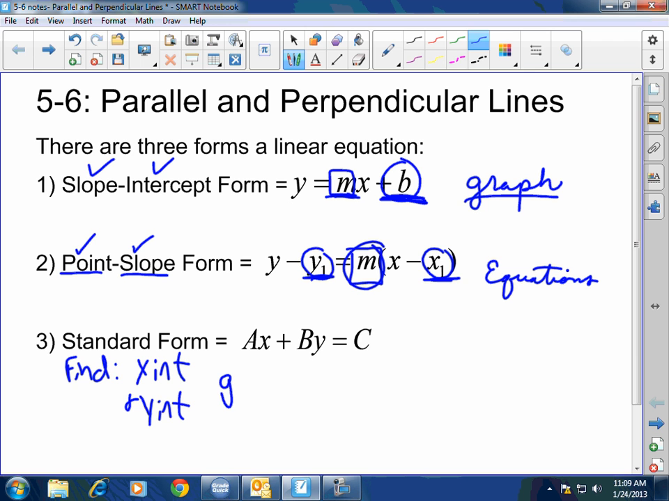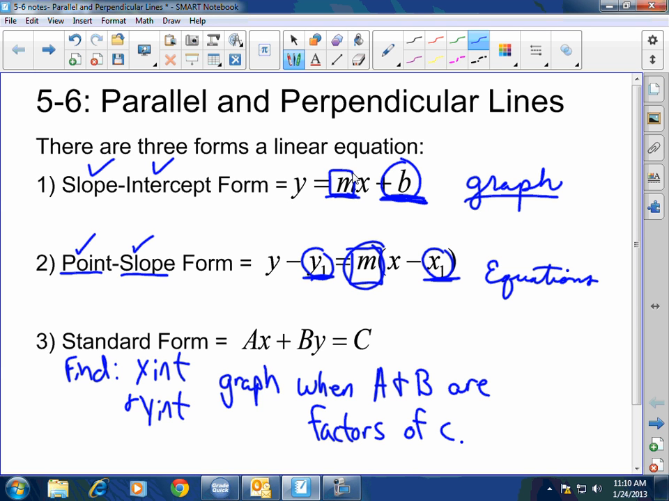And it's used for graphing when? Very good. You use it to graph when A and B are factors of C. So in other words, if A and B go in evenly into C, then that would be the best way to graph it, because you could find your y and x intercepts easily, plot the x and y intercept, connect the dots, you're done. Okay? Does that make sense?